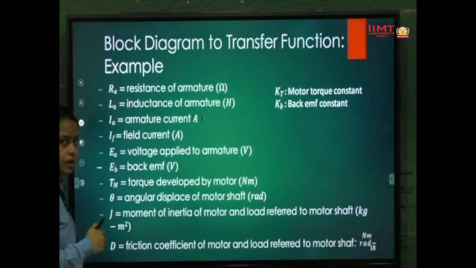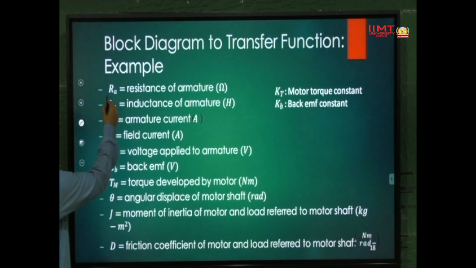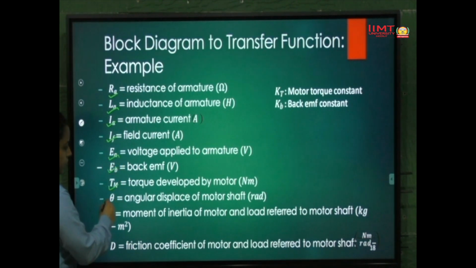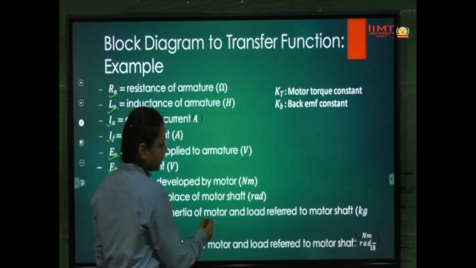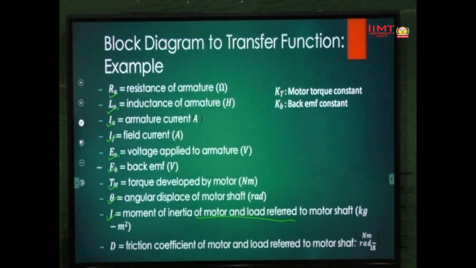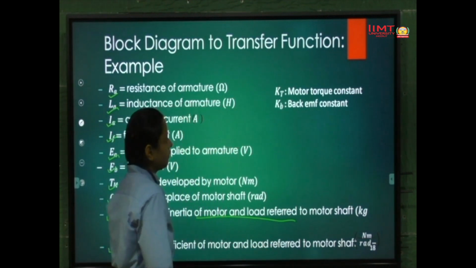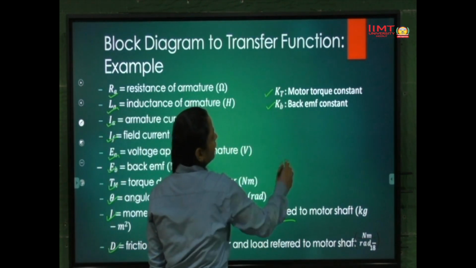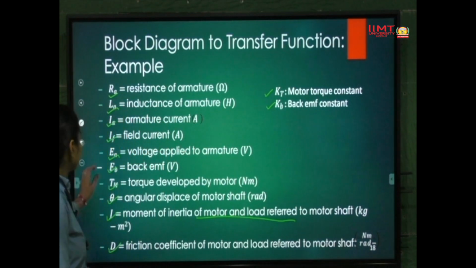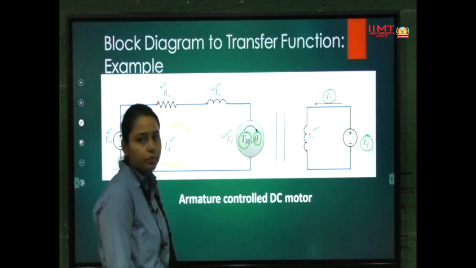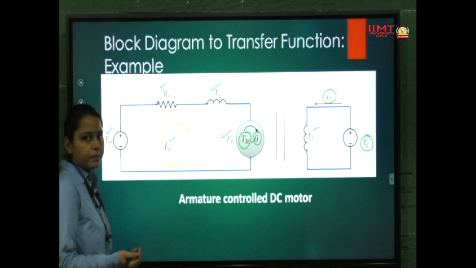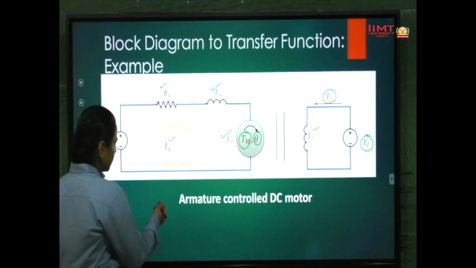These are the specifications, as I have already told. RA is the armature resistance, LA the armature inductance, IA the armature current, IF the field current, EA the voltage applied to armature, EB the back EMF, TM the motor torque, and theta the angular displacement of the motor shaft. J is the moment of inertia of motor and load transferred to the motor shaft in kg meter square, and D is the friction coefficient of motor and load transferred to the motor shaft. KT and KB are the motor and back EMF constants. Now let's apply the basic electrical equations for a DC machine.